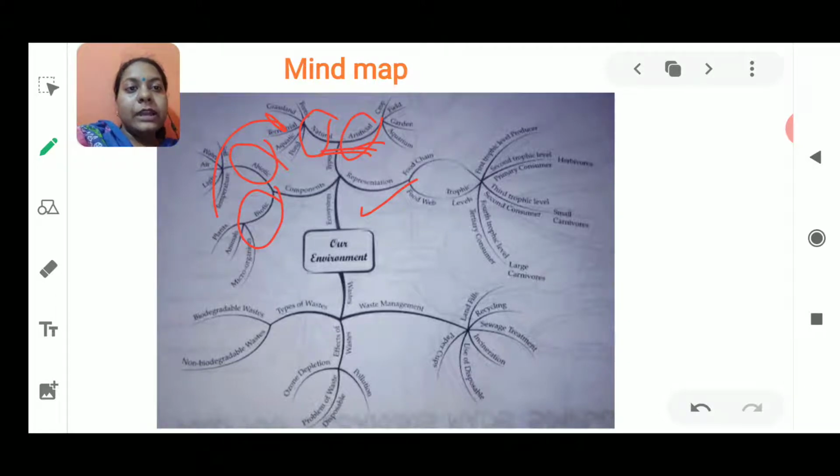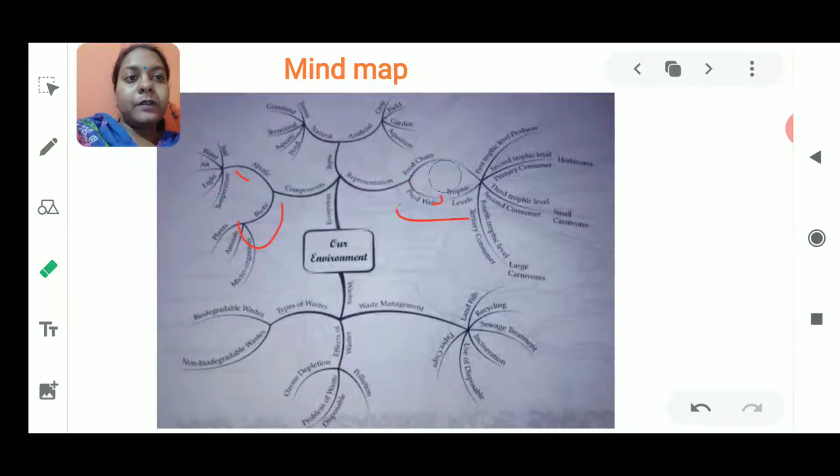Okay, then after that we'll study about the food chain and the food web. How is this ecosystem maintaining the energy? We are going to study with the help of this food chain and the food web. In this food chain and food web we will study about the different trophic levels. What is this food chain made up of? What do you mean by trophic levels?